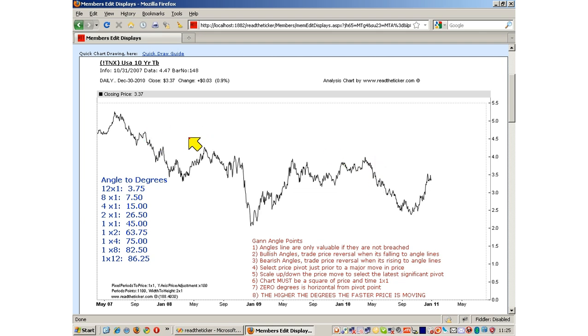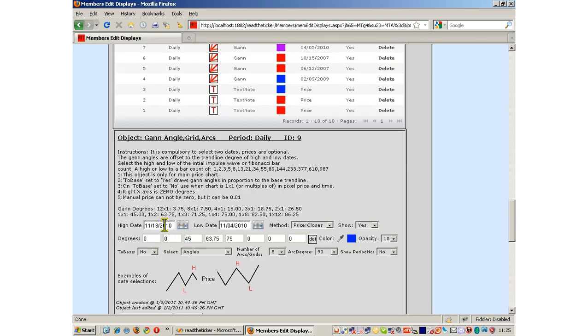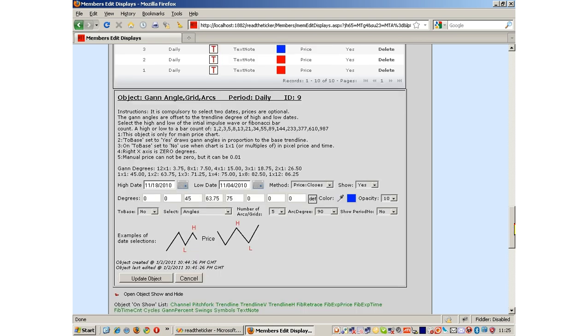Okay, so now I've just showed you how to quickly apply the quick draw guide Gann Angles to get a feel of what your chart is like. Once you've gone through that, you can decide which angles you wish to save, and we use the object save method for that. Scroll down here. I have built this chart, but just show you the anatomy of doing this. You select your pivot, either your high or low date. If, for example, you're bullish, you'd select your low date, and a high date would be any date you wish to select above that, and you put your degrees in and draw it.